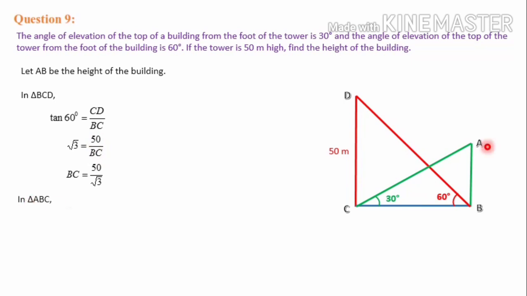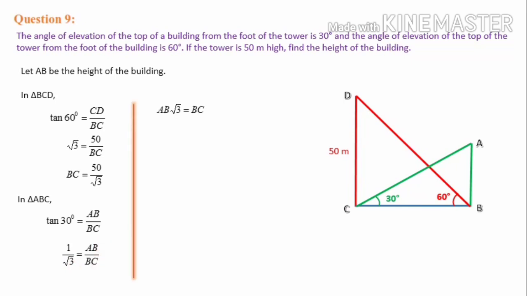Then in triangle ABC, the smaller one, I am taking tan 30. Here also tan, because the relation between opposite and adjacent is necessary for us. The relation connecting O and A is tan 30. 30 degree is the angle here in the triangle. Tan 30 is equal to AB by BC. Tan 30 value is 1 by root 3, equal to AB divided by BC. When you cross multiply, AB into root 3 is equal to BC.